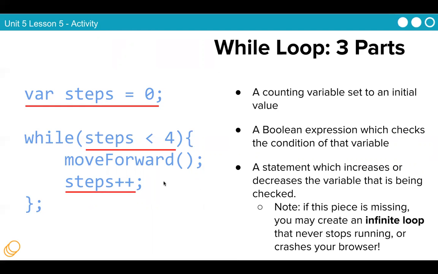Note, if this piece is missing, we may accidentally create an infinite loop that never stops running or crashes your browser. So if we aren't increasing the value of steps every time, steps is never going to change. So steps will always be less than 4. So we're just going to move forward infinitely. We do not want that in this case. All right, but that's the 3 parts of a while loop.